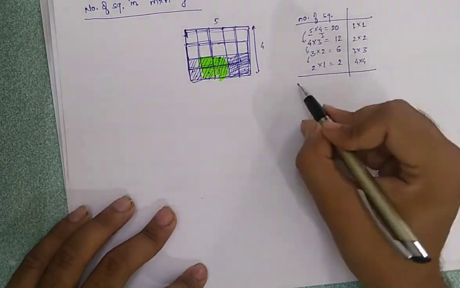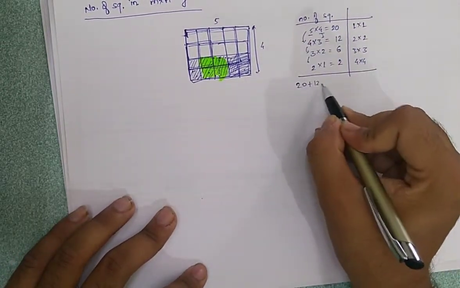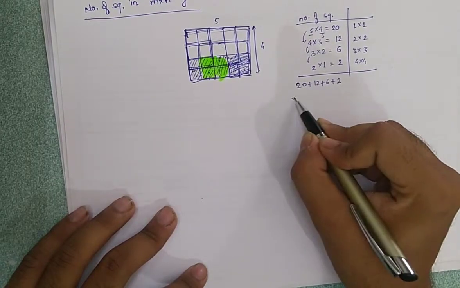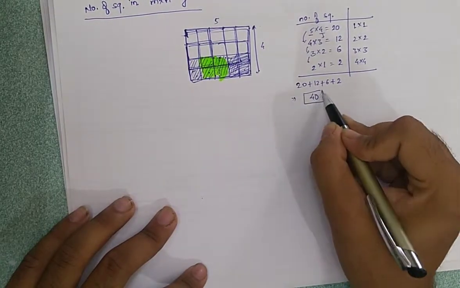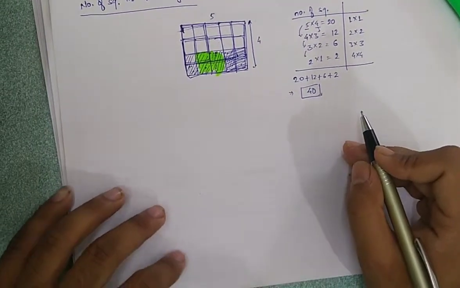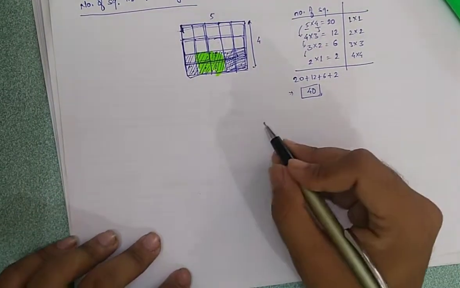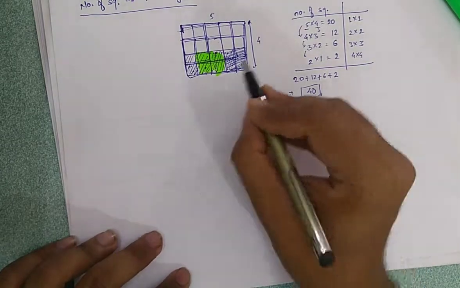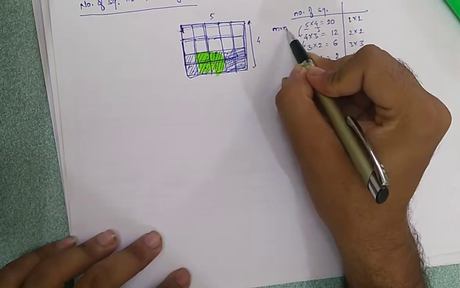So total number of squares will become 20 plus 12 plus 6 plus 2, which gives out a value of 40. So total number of squares over here are 40. What can be the generalized formula for these kind of questions? We know the grid was of m into n kind.